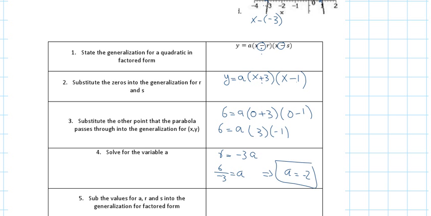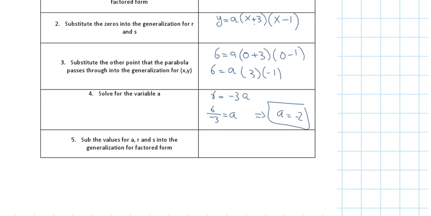So I know what a is, and I know that it's (x plus 3)(x minus 1). So I have my equation in factored form. That is y equals -2(x plus 3)(x minus 1).